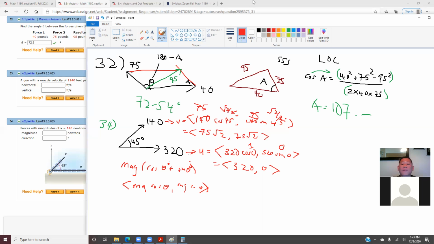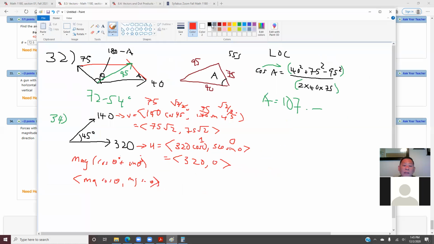So now you've got U and V. Now what you need to do is add them up. So U plus V. You add these two. So it's 320 plus the square root of 2 term, and then 0 plus the square root of 2 term. So this is what we call the resulting force, but you need to find the magnitude.